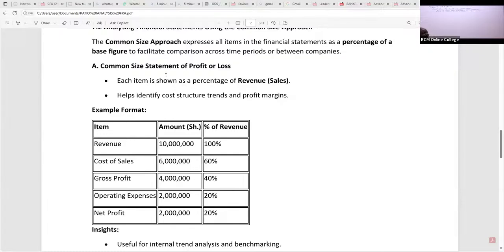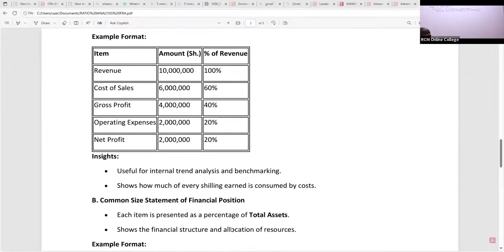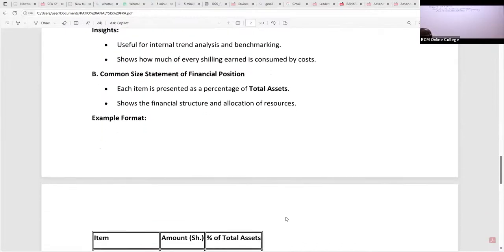So under the common size statement of profit or loss, each item will be shown as a percentage of revenue. If it's operating expenses, 2 over 10 times 100 is 20%. If it's net profit, 2 over 10 again, like that. So how about the common size statement of financial position? Each item is presented as a percentage of total assets. Example format.